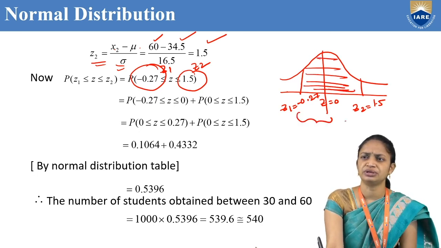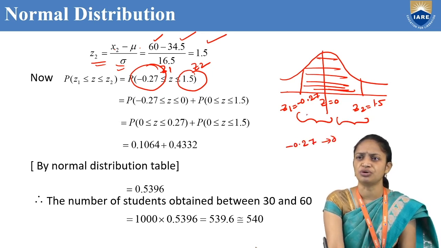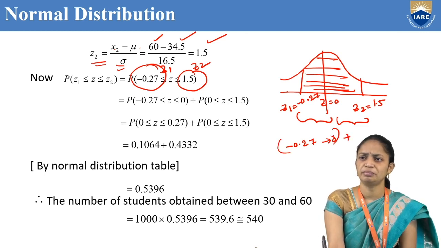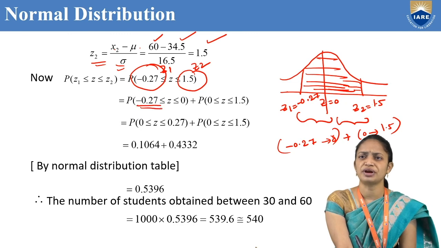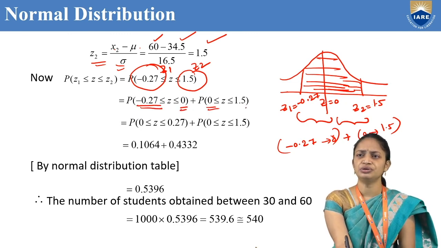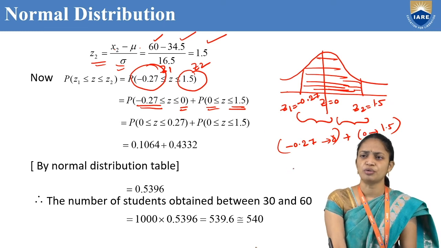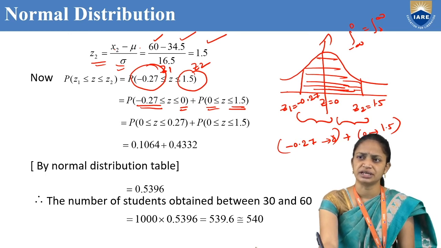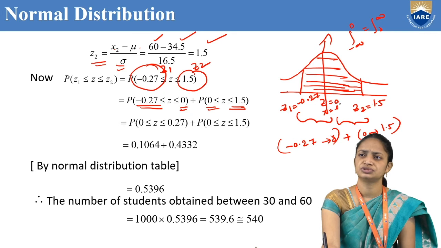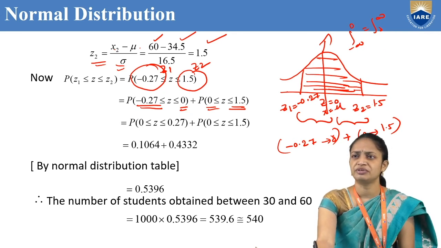That means the area from here to here plus the area from here to here. That is minus 0.27 to 0 plus 0 to 1.5. But the normal curve is symmetric about Z equals 0, and X equals mu also. So the area from minus infinity to 0 equals the area from 0 to infinity, and we can write minus infinity to 0 as 0 to infinity.